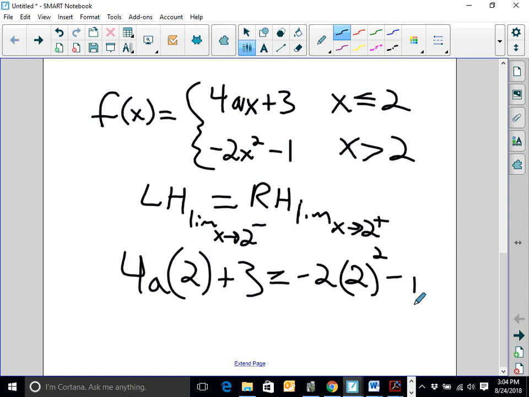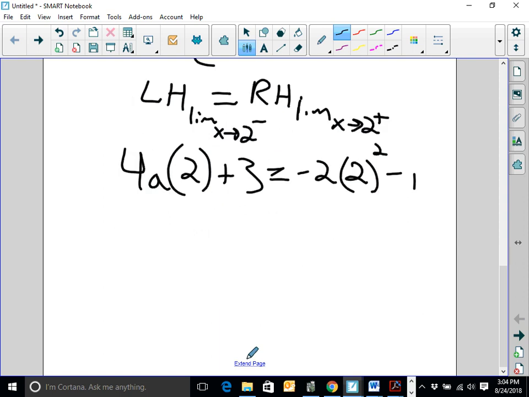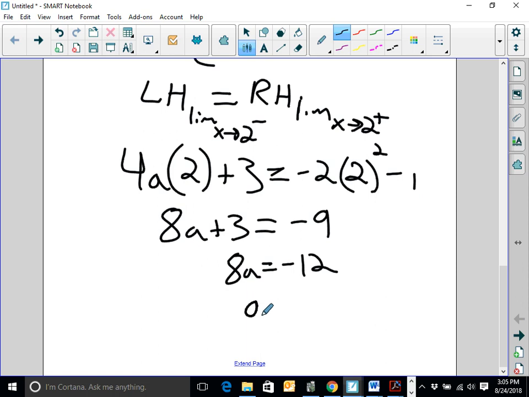Solving this out, we end up with 8a plus 3 equals 2 squared is 4. 4 times negative 2 is negative 8. Negative 8 minus 1 is negative 9. We're going to subtract 3 from both sides. We get 8a equals negative 12. We end up with a equals negative 12 over 8, which reduces to negative 3/2.